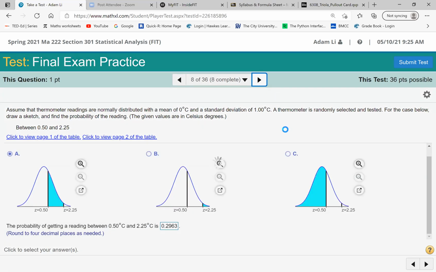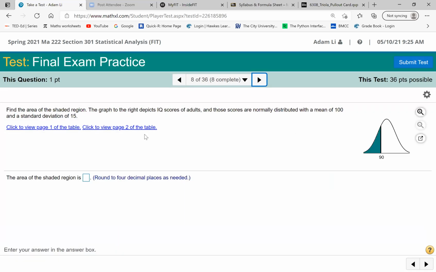Okay, for question 7. And now let's look at question 8. Find the area of the shaded region. The graph to the right depicts IQ scores of adults, and those scores are normally distributed with mean 100, standard deviation 15.